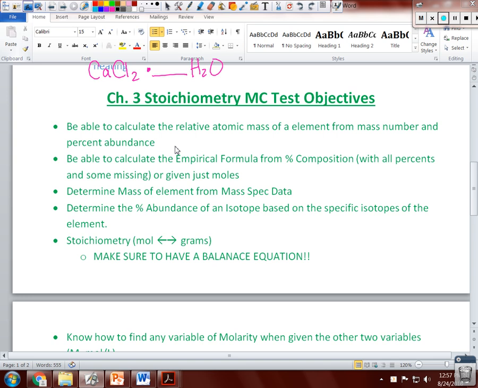All right. Be able to calculate the empirical formula for percent composition. Okay.